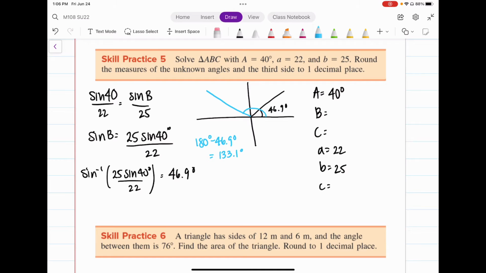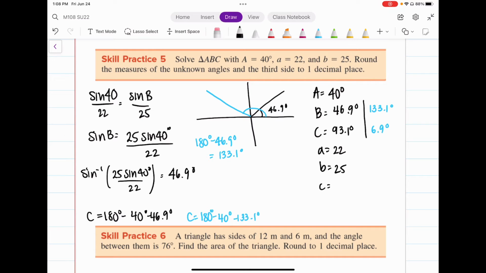If our angle B was 46.9 degrees, then angle C would be equal to 180 degrees minus that 40 degrees minus 46.9 degrees, which would give us 93.1 degrees. If we were talking about that second quadrant angle of 133.1 degrees, then angle C would be 180 degrees minus 40 degrees minus 133.1 degrees, or would be 6.9 degrees.